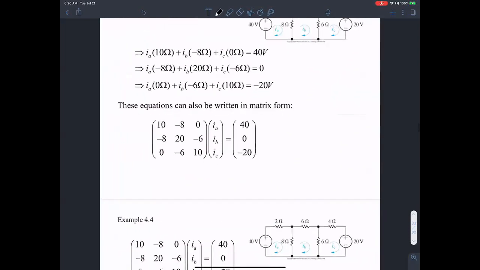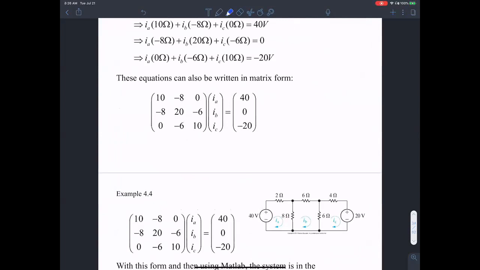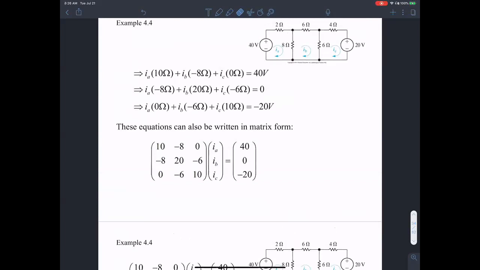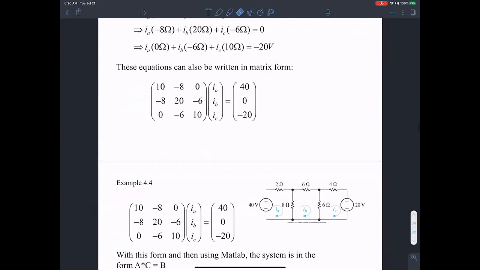Okay, that's exactly what has been done. Setting up the equations in MATLAB. Okay, 40, 0, negative 20, IA, IB, and IC, which I named as I1, I2, and I3. And then the coefficients 10, negative 8, 0, negative 8, 20, negative 6, 0, negative 6, 10. Okay, the exact same process that we discussed.